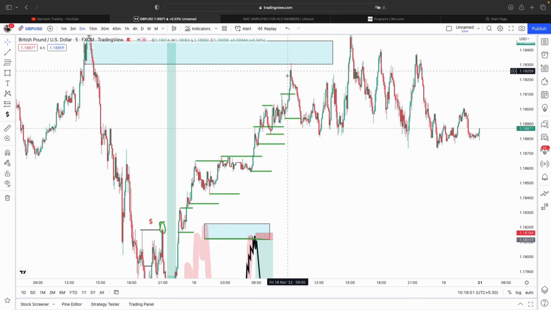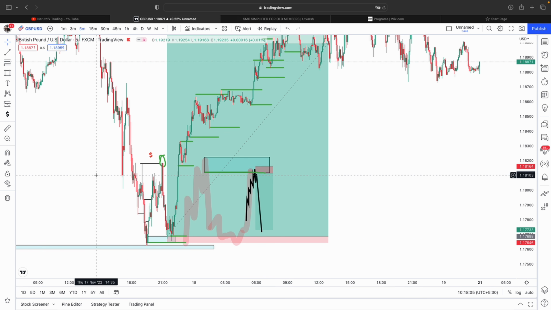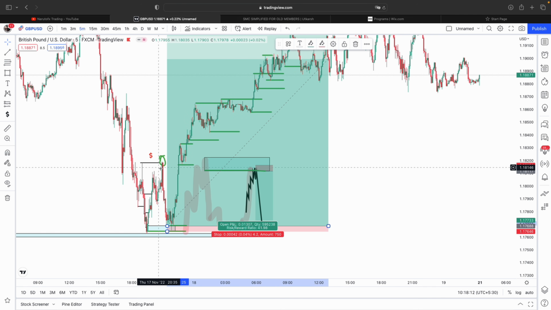Now you can book profit from this demand zone. So this is like 1:48. Most of the time what I do is I close 50% of my position over here and I keep the other 50% of the position running. Okay, so that's how it is done.